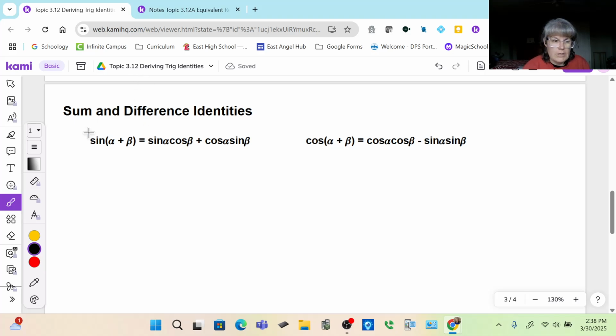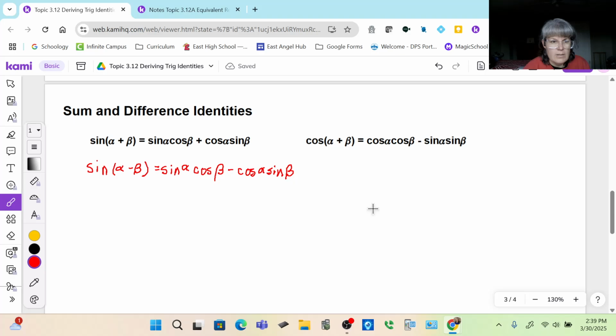Now for the difference, that's going to look like sine of alpha minus beta equals, it's still sine of alpha cosine beta, but now it's going to be minus cosine alpha sine of beta.